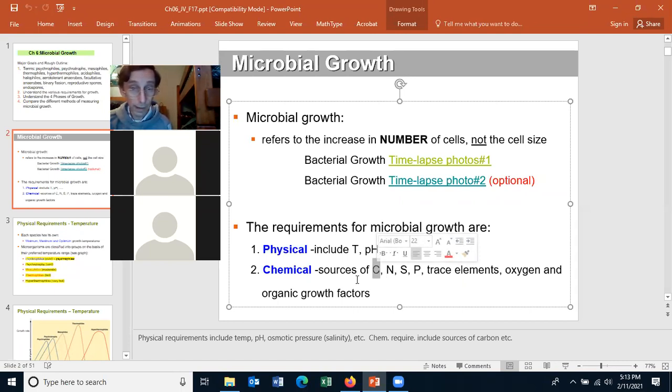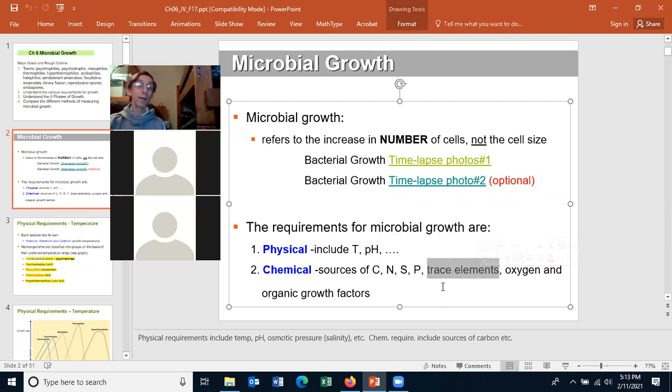Would they require an energy source? That's not listed here. Isn't it light? Yeah, they're getting it from light, so they don't require any other energy source. If they fix nitrogen from the air, they don't need a nitrogen source, but they would need a sulfur source and a phosphorus source and trace elements.